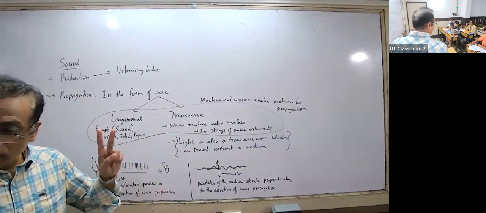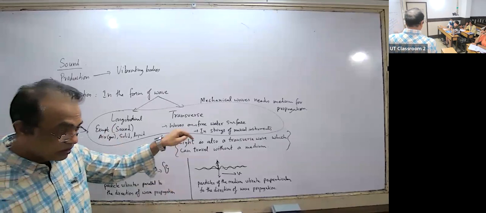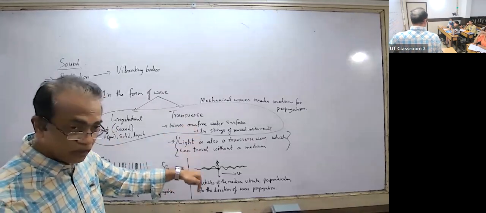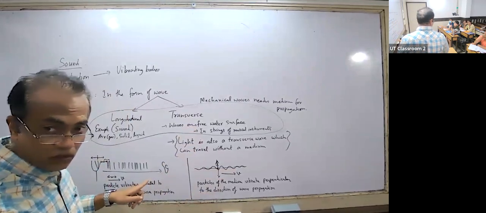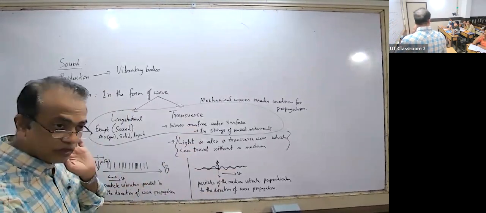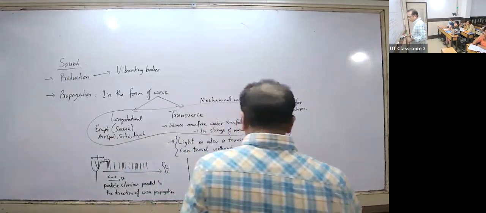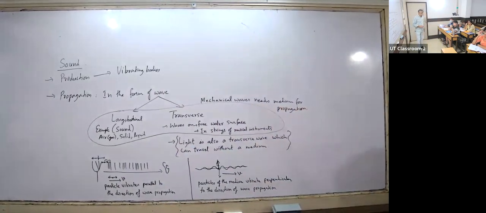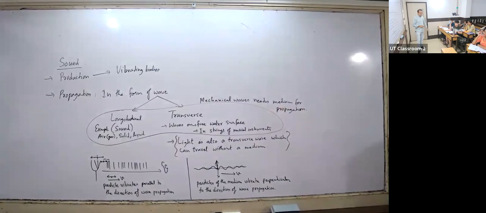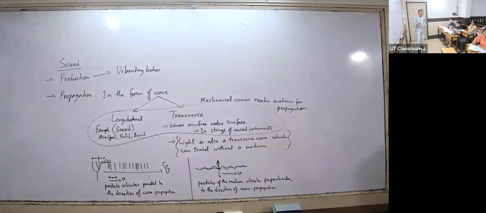Understood? This is the major difference. Here the particles of the medium oscillate up and down. The wave is traveling horizontally. All right, is it understood? So just take quick note of this concept. Now if you read your notes, you will understand also. So if you want to write, you can write.